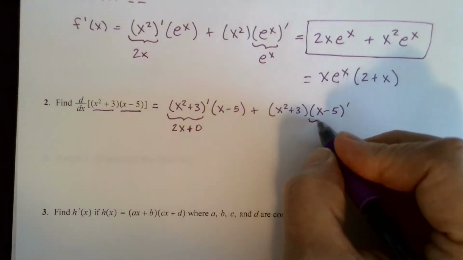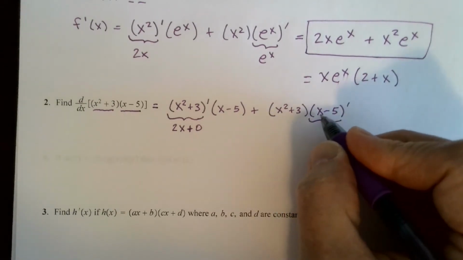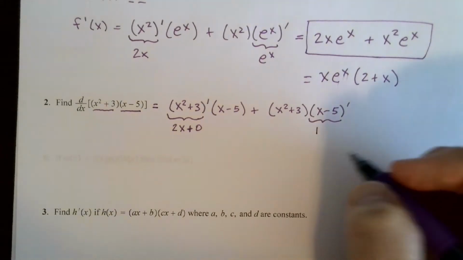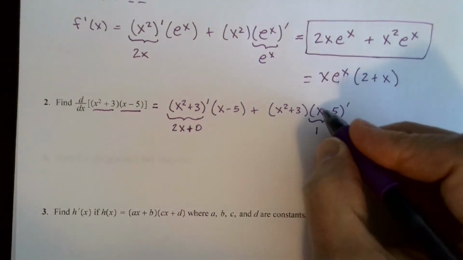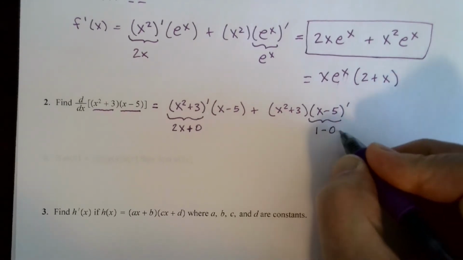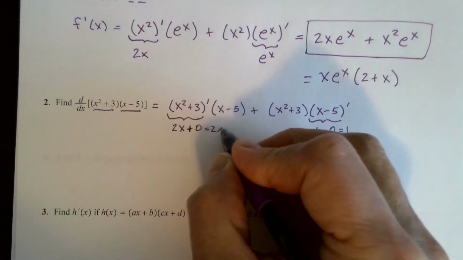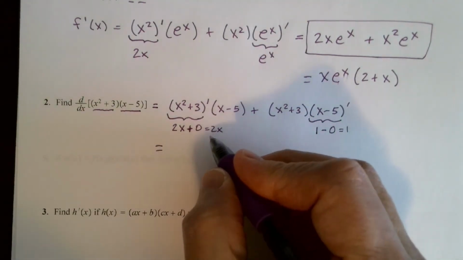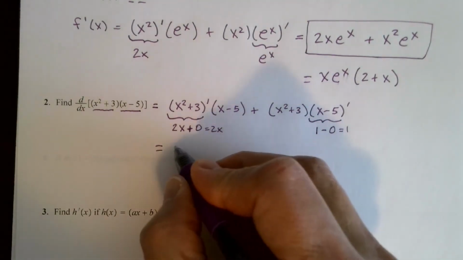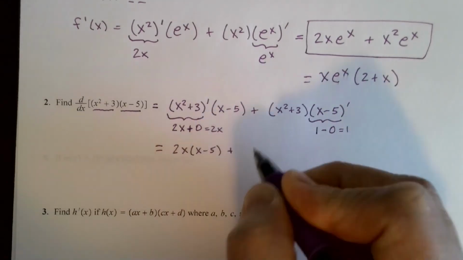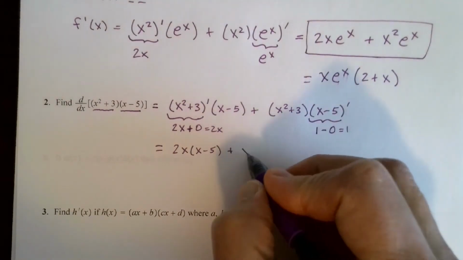What's the derivative of x minus 5? What's the derivative of x? It's 1. You can use the power rule, or you just realize y equals x is a line of slope 1. The derivative of 5 is 0. So I get 1 here, I get 2x here. I can write this out: 2x times x minus 5 plus x squared plus 3 times 1.